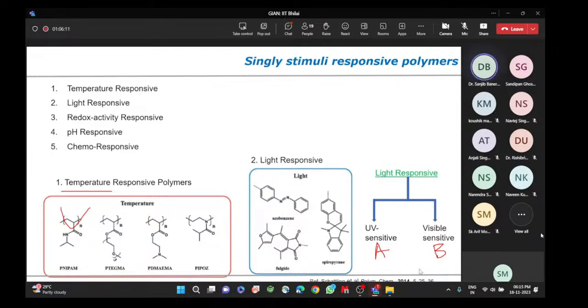Okay. Let me ask Aditi, if you can unmute yourself. Sir, I have given the answer that UV sensitive is more preferred because the visible light is everywhere. So, which is visible sensitive, it can react very easily. But which is UV sensitive, it will not react easily.